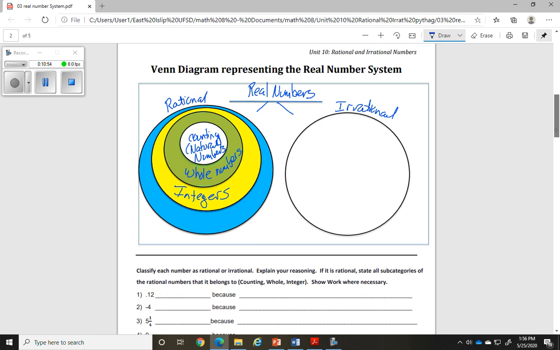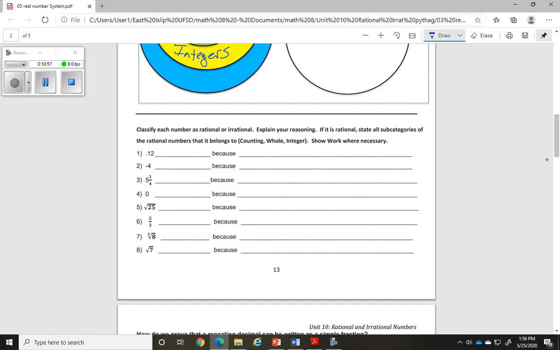Now this is just what we did in the PowerPoint, but now we have a record of it. So we're going to classify it as rational or irrational, and we will explain. And if it's rational, we have to state all subcategories of the rational numbers that it belongs to. So you'll also tell me if it's counting, whole, integer, and it says show your work when necessary. So this is a terminating decimal, therefore it's rational. And we have to give a reason. Its reason is because it can be written as a fraction.